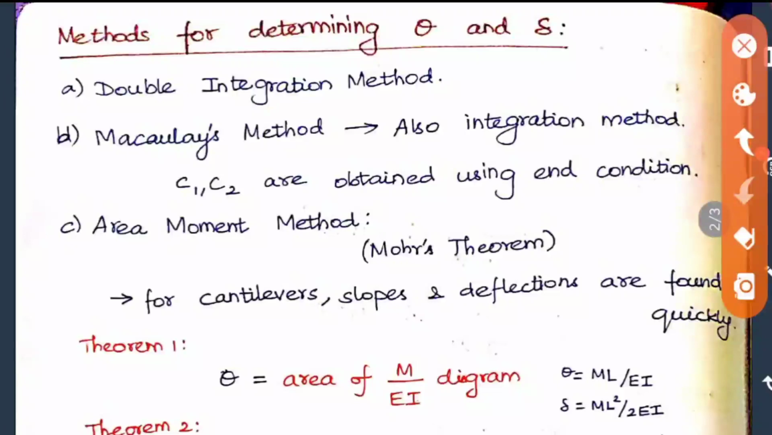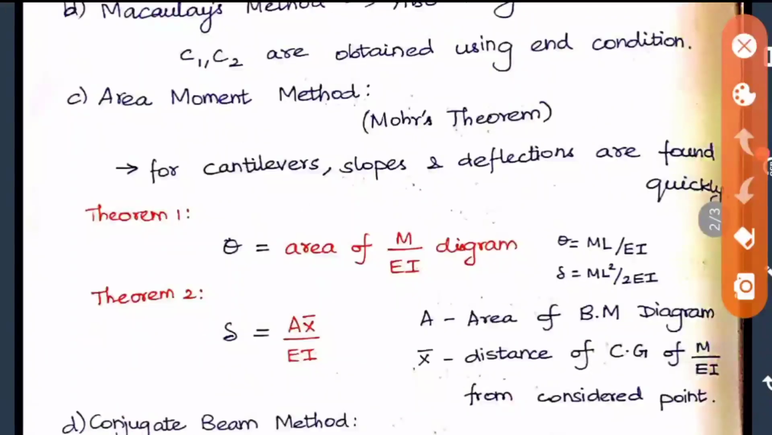Okay, the next method is the area moment method. This is based on Mohr's theorems. This method is generally used for the slope and deflection of cantilevers, so that we can find it quickly. Based on theorem 1, the slope will be equal to the area of the M by EI diagram. You will be drawing the moment by EI diagram for a given beam, and the area will be equal to its slope. And then A x bar by EI will give you the deflection.